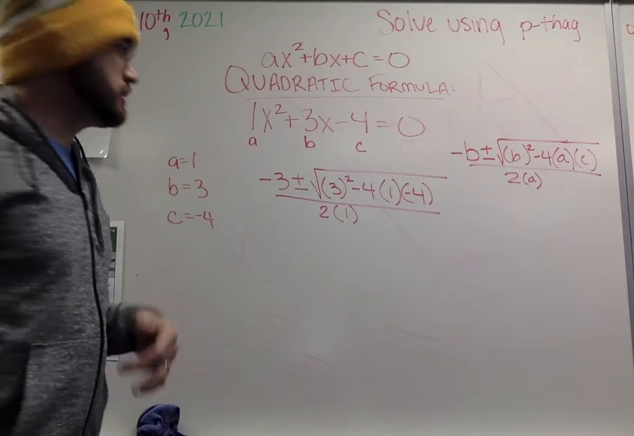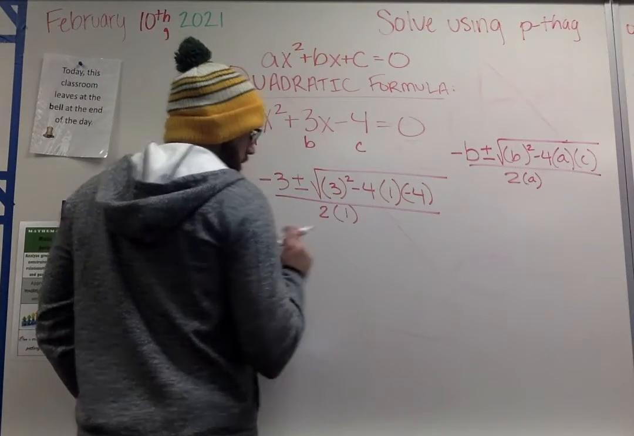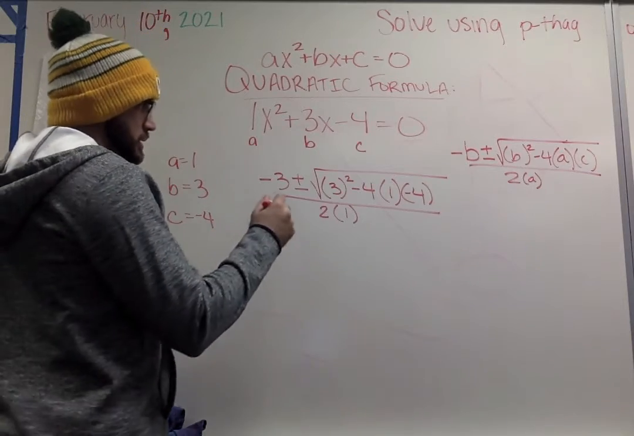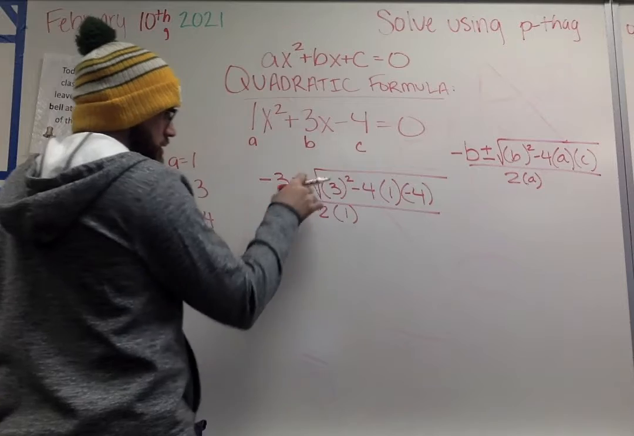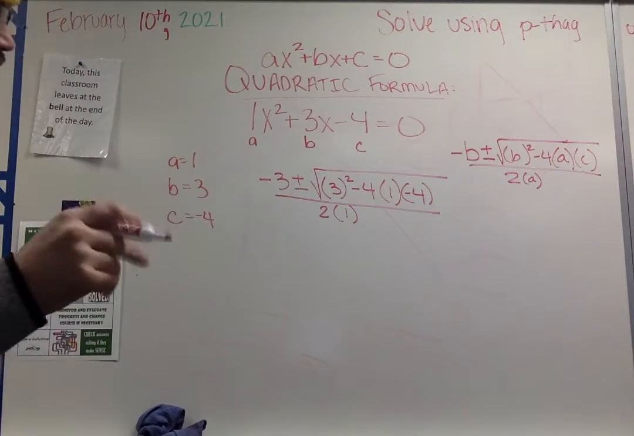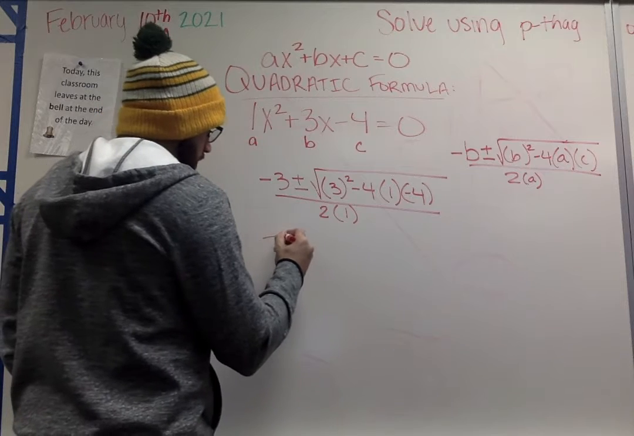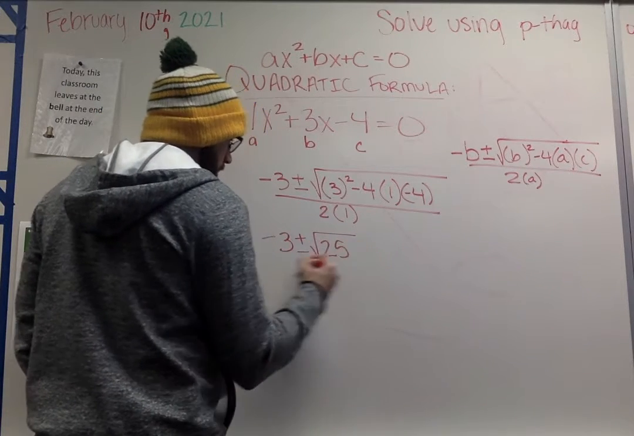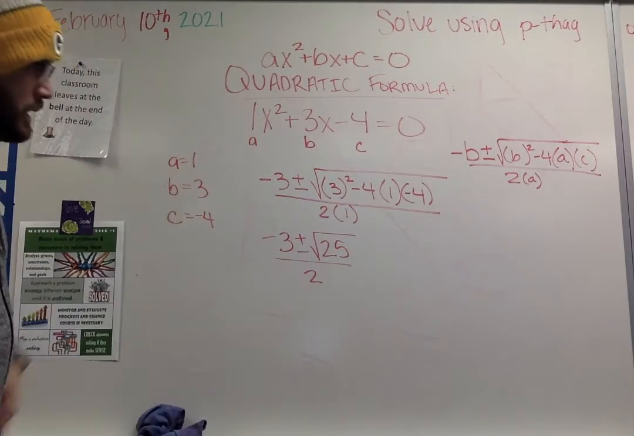Okay. After this, you're going to take your calculator and you're going to do what's underneath of our radical. Okay. So if you type this in to your calculator, 3 squared, again, you type it in exactly the way it is. 3 squared minus 4 times 1 times negative 4 would get you 25. So I'd have negative 3 plus or minus the square root of 25 over 2, because 2 times 1 is 2.